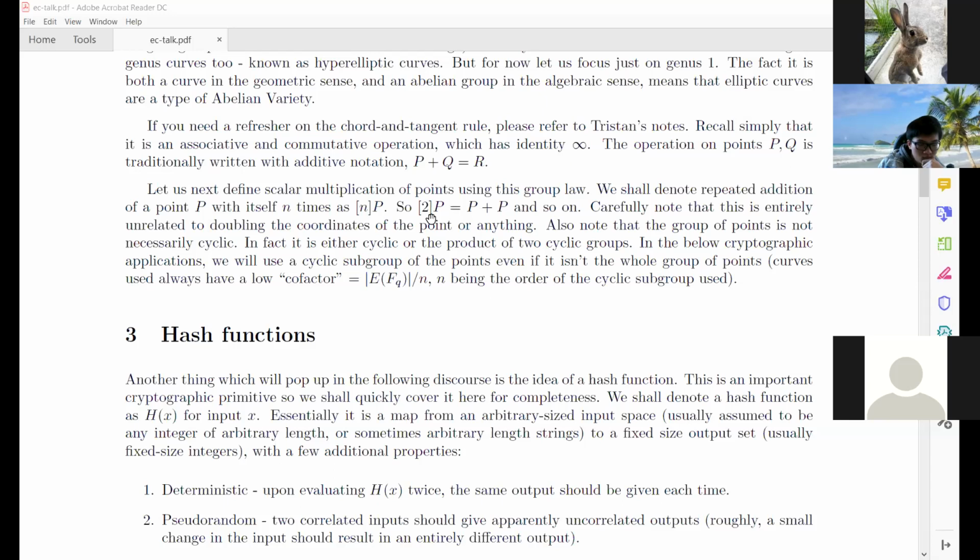So this has nothing to do with multiplying the coordinates of the points by a number or anything. It's literally just repeated application of the chord and tangent rule. So if you want to calculate 2 times P, we'll write it in square brackets, then it's just P added with P using the tangent at P. And you can do that over and over again if this is 3 or 4 or 5, whatever. And that gives you scalar multiplication. That's just a shorthand way of writing the group operation that we'll use a bit later on.